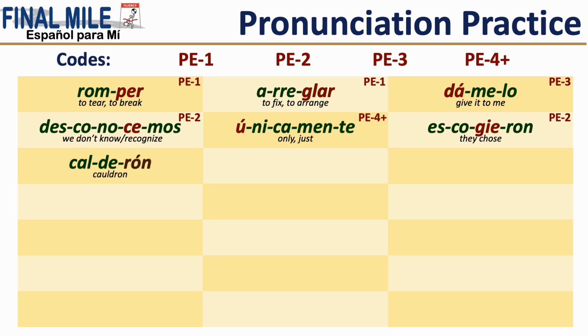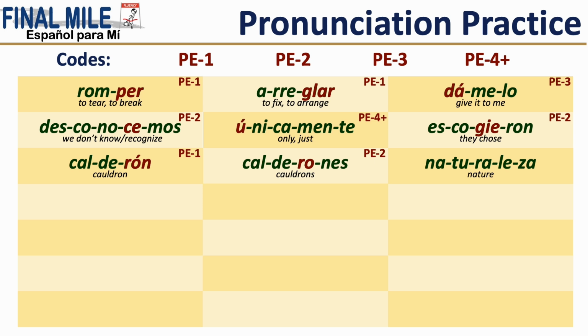Graphic accent. PE1. Calderón. Notice when we pluralize it, it loses its accent because it's no longer needed. Now it ends in an S. So it's automatically syllable number 2, which is exactly where it was for the singular noun. Okay, PE2. Calderones.